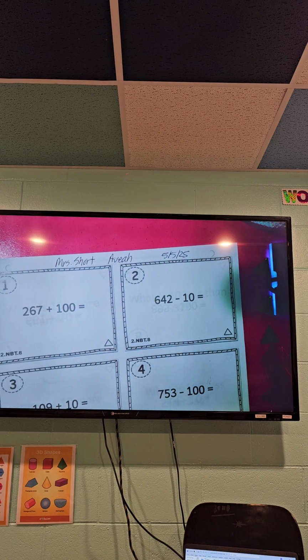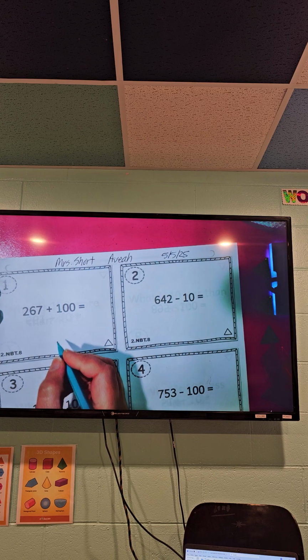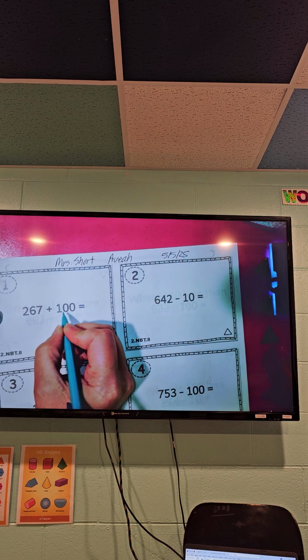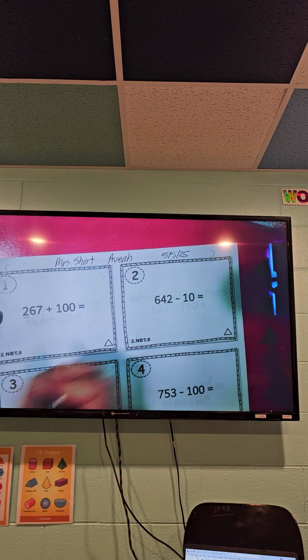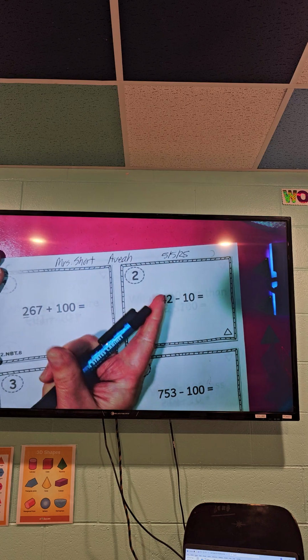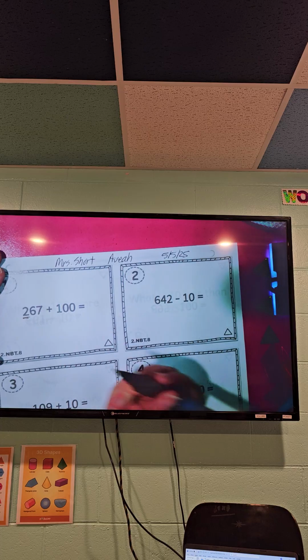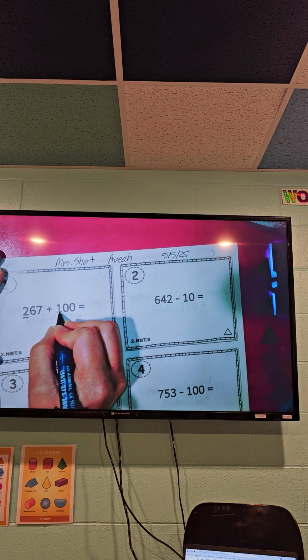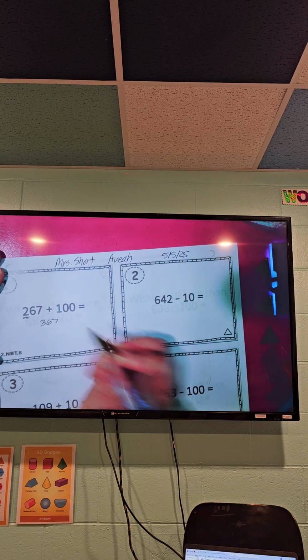If you're at home checking this, make sure you use something around your house, like a crayon, marker, a regular pen like I'm using. Alright, so we're adding 100. So find the hundreds place, underline that digit. And that 2 is going to increase by 1, so you get 367.